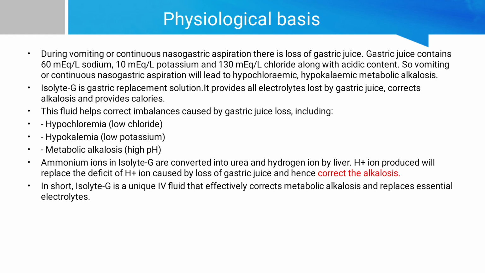Isolyte G corrects the electrolyte imbalances which are caused by the losses of the gastric juices. So it corrects the hypochloremia, hypokalemia, and it also corrects the metabolic alkalosis. The ammonium ions which are present in Isolyte G, they are converted into urea and hydrogen ion by the liver. So hydrogen ion produced will replace the deficit of hydrogen ion caused by the loss of gastric juices, and hence it corrects the alkalosis. So in short we can say Isolyte G is a unique IV fluid that effectively corrects the metabolic alkalosis and replaces the essential electrolytes.